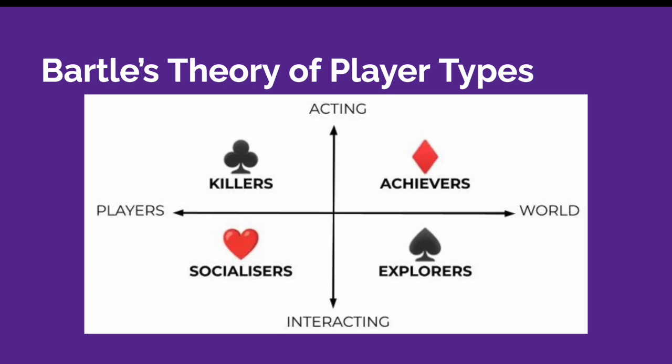And in the course of many years of developing and then observing these game ecosystems, Bartle developed this theory that there were four main types of players. And he classified them as killers, achievers, socializers, and explorers, as you can see in the chart here.